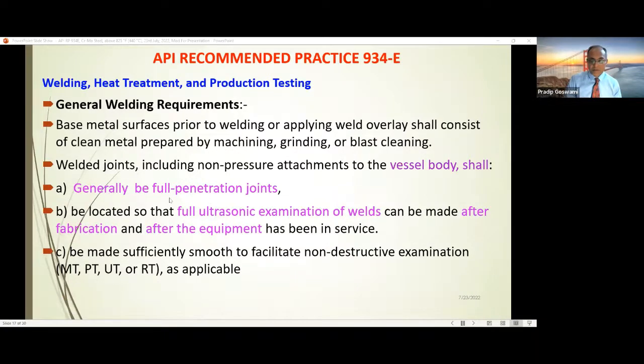Basically, all welds shall be full penetration welds, and they should be laid out in such a fashion that full ultrasonic examination can be made after fabrication and after the equipment has been in service. And the weld should be sufficiently smooth to facilitate magnetic particle testing or penetrant or ultrasonic or radiographic testing as applicable.